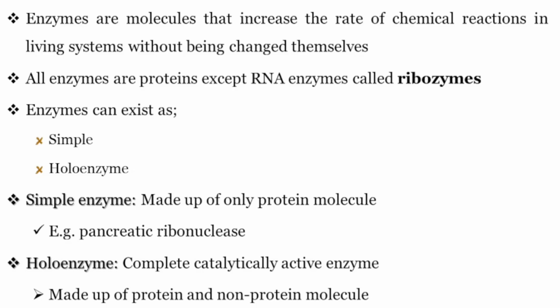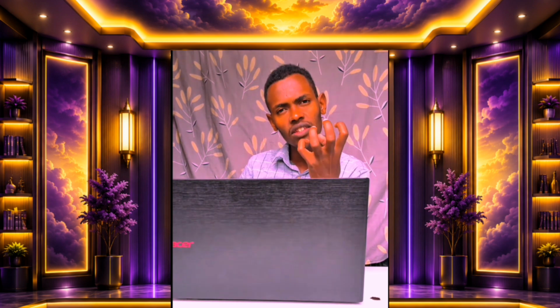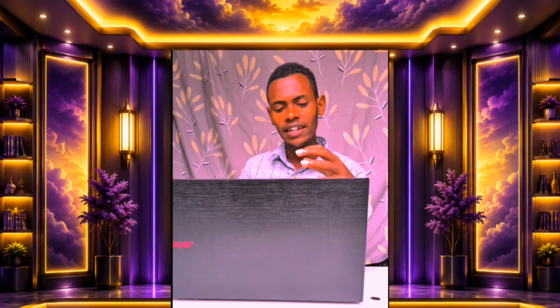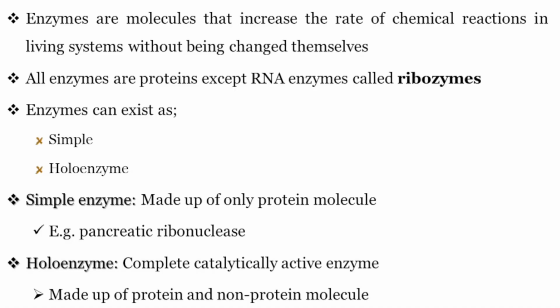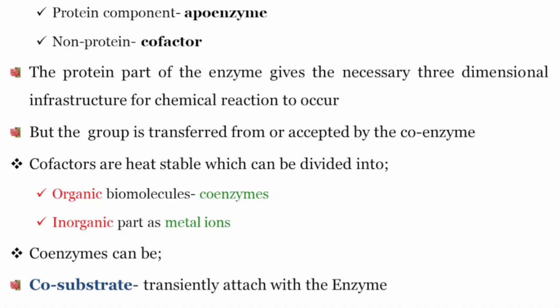An example of a simple enzyme is pancreatic ribonuclease, which is formed only from protein molecule. The other is the holoenzyme, the complete catalytically active enzyme. The protein part is inactive by itself, but the presence of the cofactor activates it, and the holoenzyme becomes catalytically active. Okay.